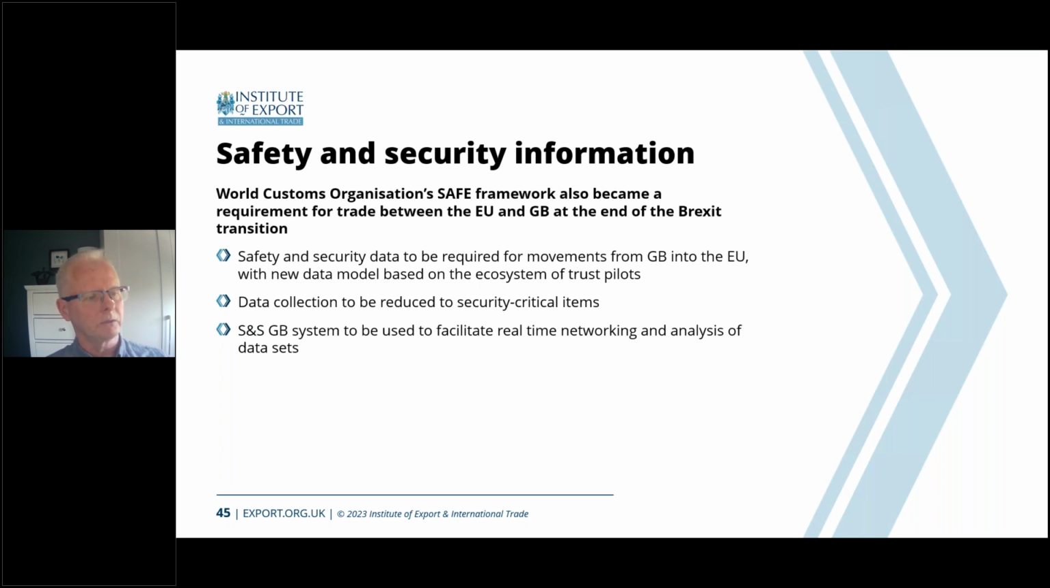Safety and security GB system will be used to facilitate real-time networking and the analysis of data sets. So things like trade corridors or ecosystem of trust schemes will be able to provide trusted information at source from when the goods actually are beginning to move. And in some circumstances, using some provenance reports, may be able to go back even further into the supply chain to get more detail on the origin of the goods before the actual goods move.